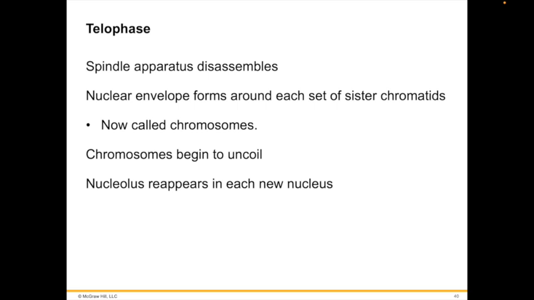In telophase, the spindle apparatus disassembles as the microtubules are broken down into tubulin monomers that can be used to construct the cytoskeletons of the daughter cells. A nuclear envelope forms around each set of sister chromatids, which can now be called chromosomes because they are no longer attached at the centromere. The chromosomes soon begin to uncoil into the more extended form that permits gene expression.